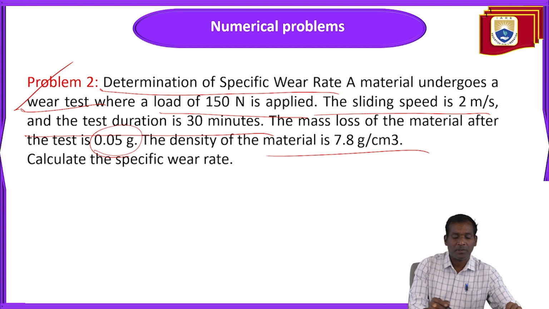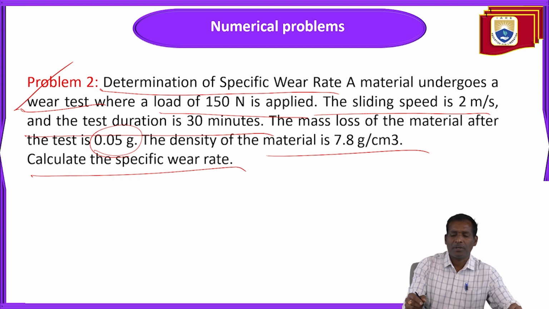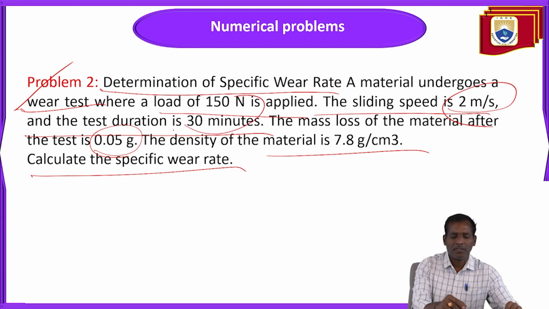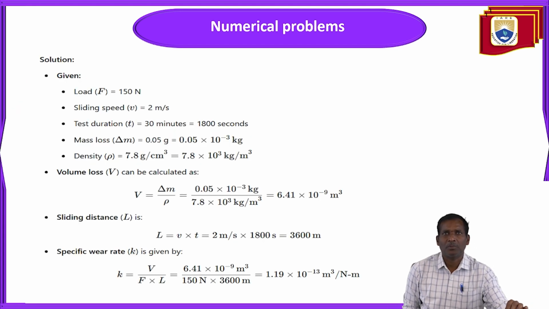So what he has asked: how to calculate the specific wear rate for particular specifications. The load is 150 newtons, the sliding speed is 2 meters per second, and the test duration is 30 minutes. The loss of the material is 0.05 grams. Now we will see the solution.